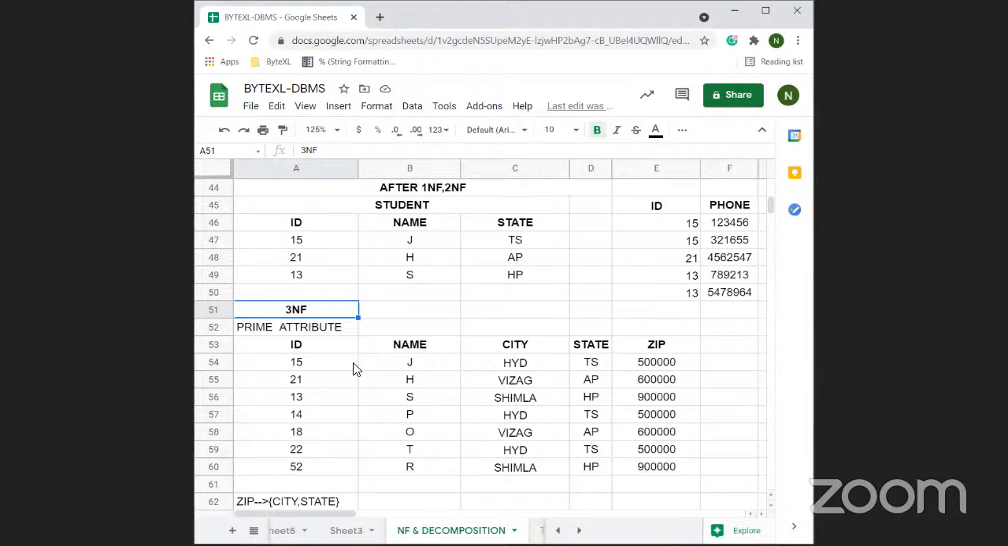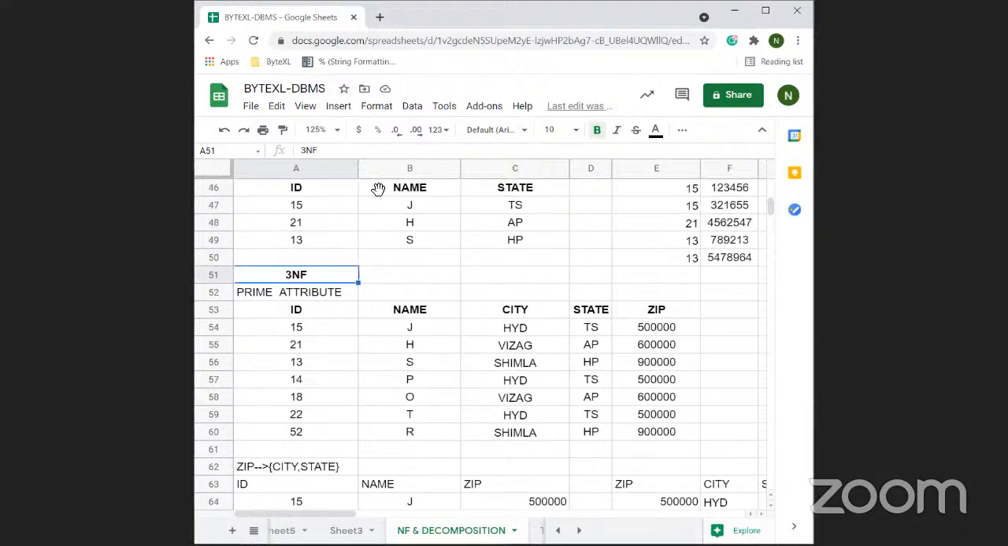The third normal form, if there is any transitive dependency, we have discussed in the beginning. What is transitive dependency? Zip code or pin code. These are not correct zip codes, there are some example zip codes. City is dependent on this one. State is also dependent on this one. There are two problems here.